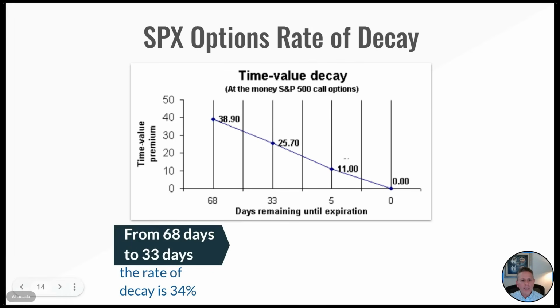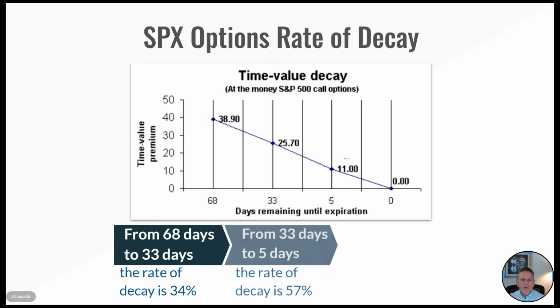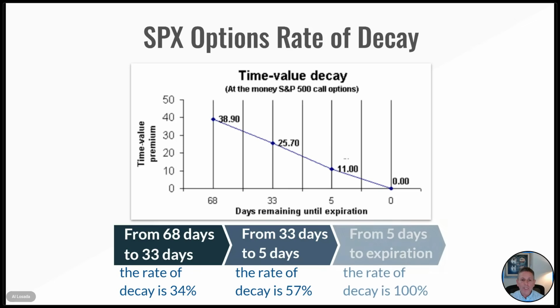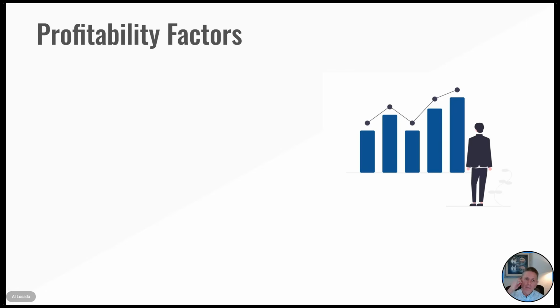All right, so from 68 days to 33 days, the rate of decay is around 34%. From 33 days to 5 days, the rate of decay is 57%. And from 5 days to expiration, the rate of decay is 100%. And so that's why we do 7 DTEs, which are really, really great trades to do, because the process of getting into that profit is easier and easier as the time goes by.